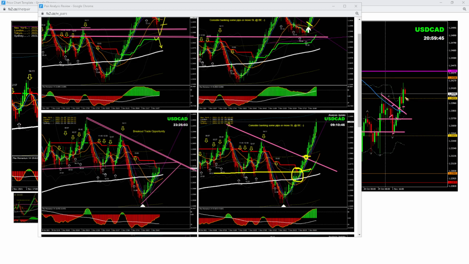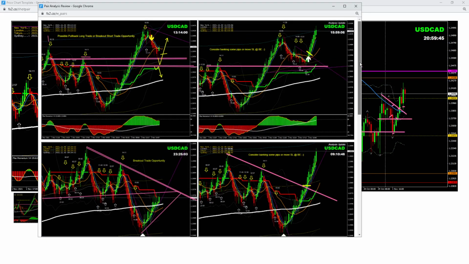We can see here our bias was long on CAD. As soon as the price is about to hit the profit target, that's what I explained to my trader, it's time to bank some profit. And let's wait for the price to develop another pattern.